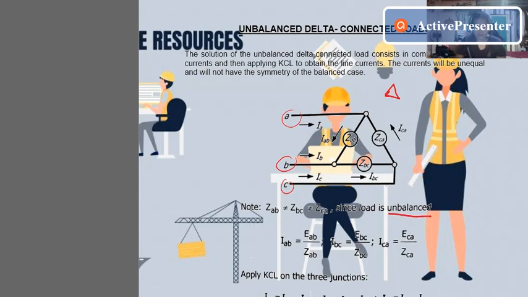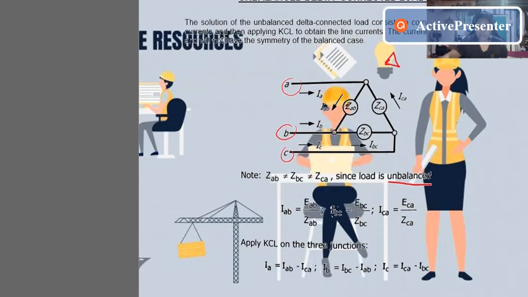Solving for our current from A to B, we have our formula. Since current is equal to voltage over impedance, the current of AB is equal to the voltage of AB divided by the impedance of A to B. It is the same for IBC and ICA. The variables should be the same when you solve for the current.